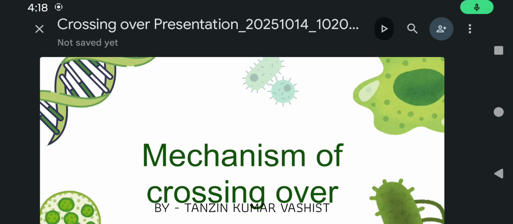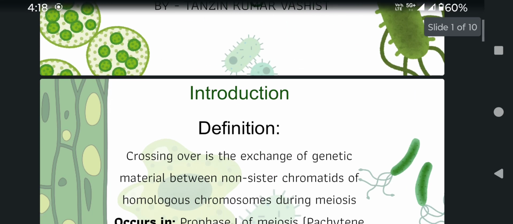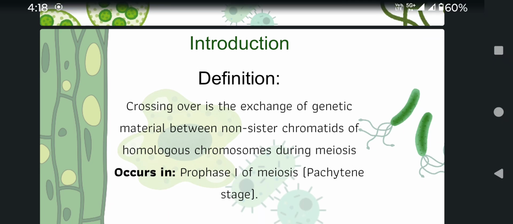So dear students, today I am going to give the explanation of the mechanism of crossing over. This is one of the slide presentations prepared by student Tanjil. As you know, crossing over is the exchange of genetic material between non-sister chromatids of homologous chromosomes during meiosis. It occurs in prophase 1 of meiosis, that is the pachytene stage.